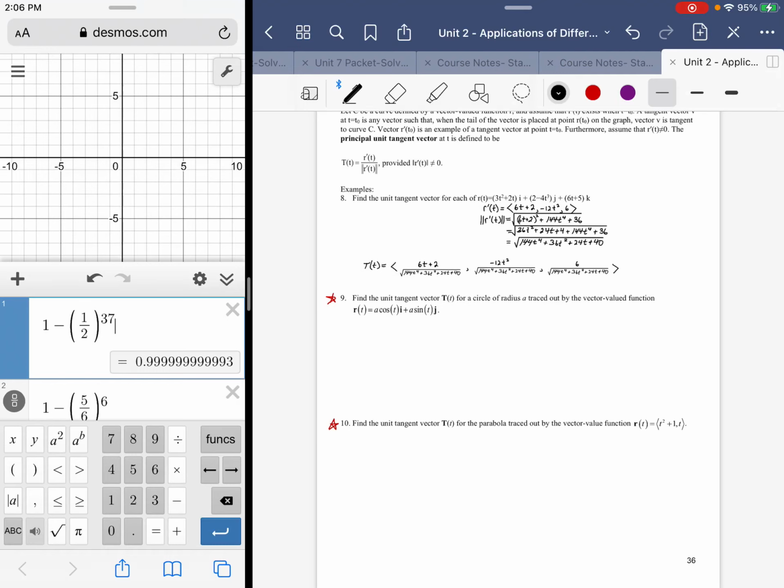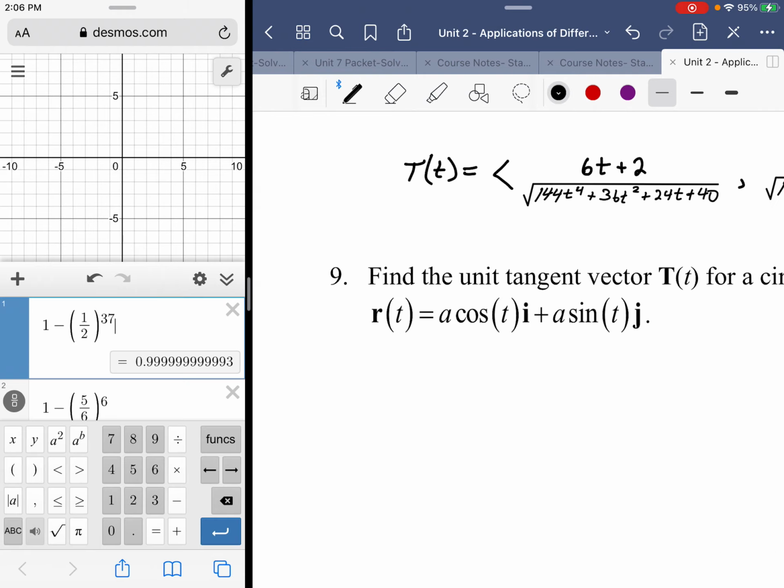So we're looking at page 36, numbers 9 and 10. Both of these questions ask us to find the unit tangent vector for a particular vector valued function. In order to find the unit tangent, we need to first find the derivative of the vector valued function, so r prime of t.